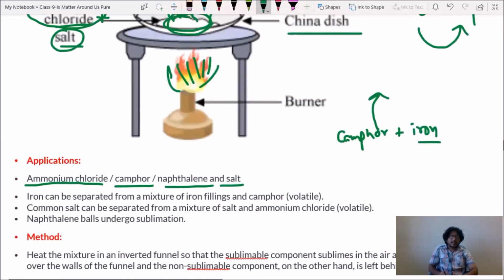And naphthalene balls undergo sublimation. That is the example where you can observe it in your daily life. So what experiment can we do? Heat the mixture in an inverted funnel so that the sublimable component sublimes into the air and settles over the walls of the funnel, and the non-sublimable component on the other hand is left behind.